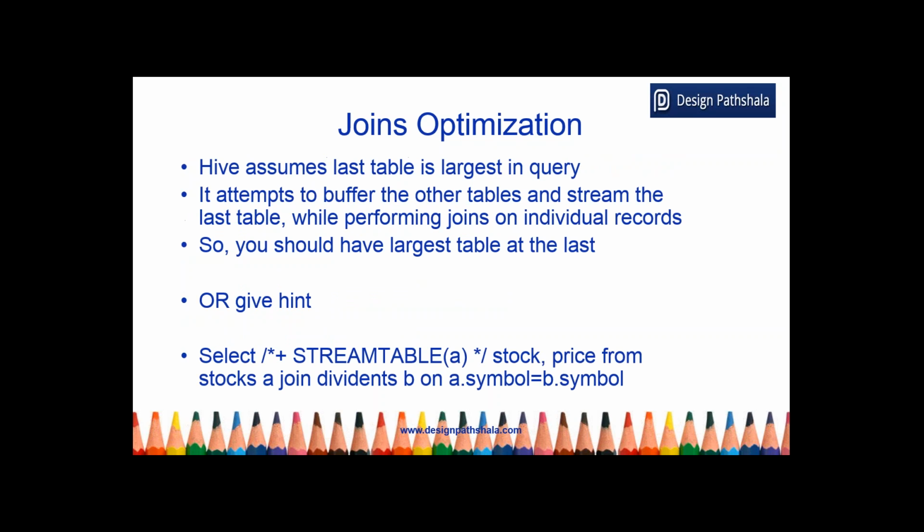Or you can give a hint, here you can say this is a streamed table. So you can give the bigger table first also, and in that case you just give a hint like this. These are a few of the things, like you remember from your SQL world, for optimization. Similarly you can do a lot of optimization on the queries when you are writing them.